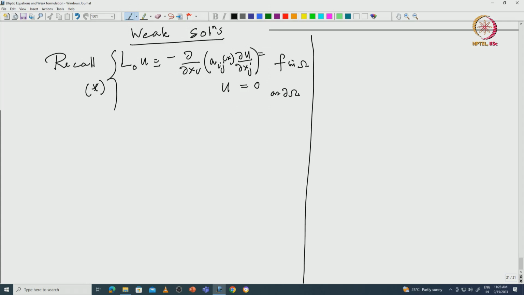Now apply boundedness of Aij. This is less than or equal to M into the norm of grad u in L2 into the norm of grad v in L2, and that is less than or equal to M into the norm of u in H1 naught into the norm of v in H1 naught of omega, and that is continuity. What about ellipticity? So you have to prove H1 naught ellipticity.